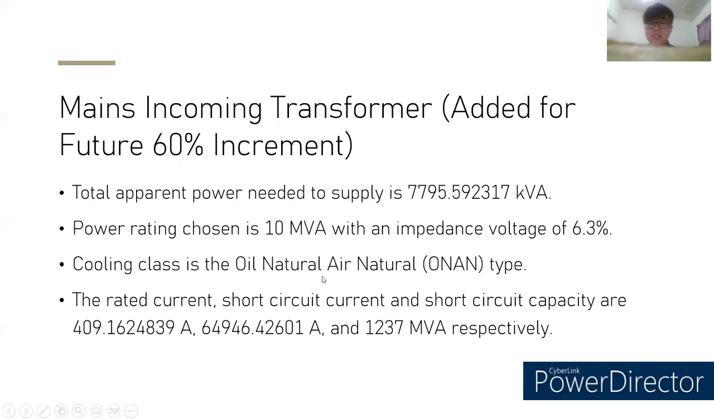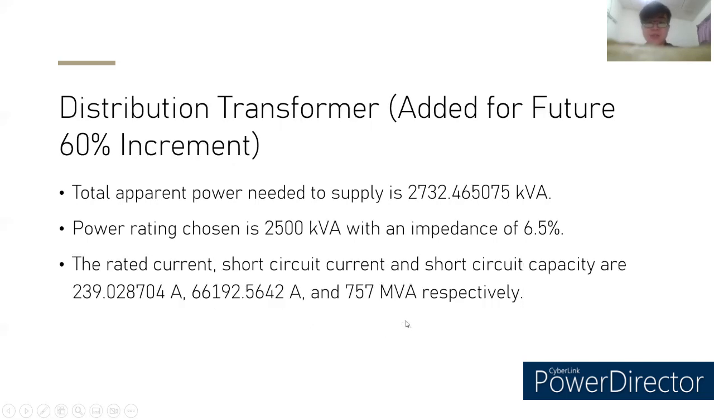The cooling class is oil natural, air natural, ONAN type. The rated current, short circuit current, and short circuit capacity are 409.16 ampere, 64,946.43 ampere, and 1,237 megavolt ampere respectively. And we would add another distribution transformer as well.